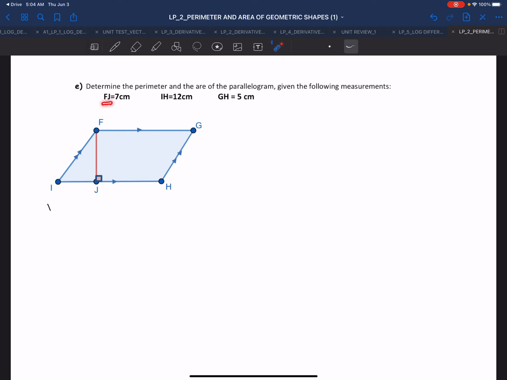We are given FJ. So FJ seems to be the height of this parallelogram. So that's 7 centimeters. We are given IH, so here's I and here's H, that's 12 centimeters. Okay, and sometimes when I want to indicate that I'm talking about the length of this side, IH, then I draw an arrow at the bottom to indicate that.